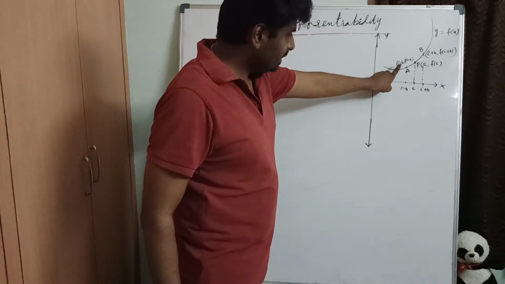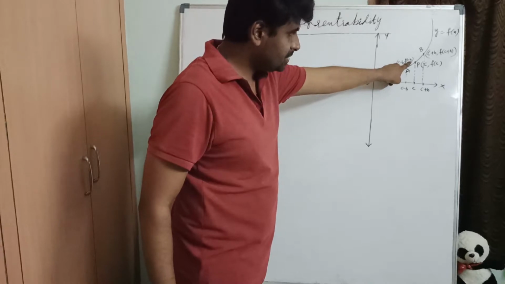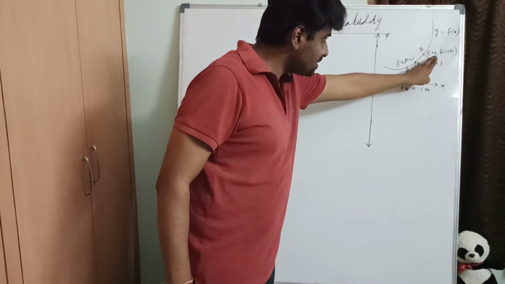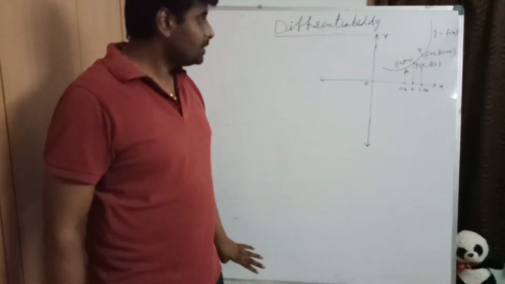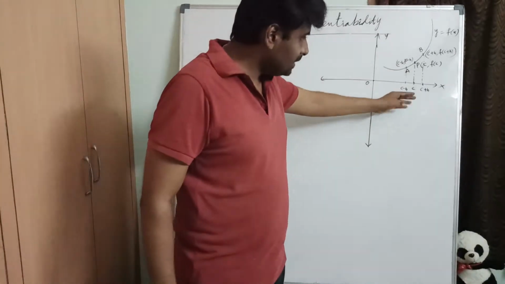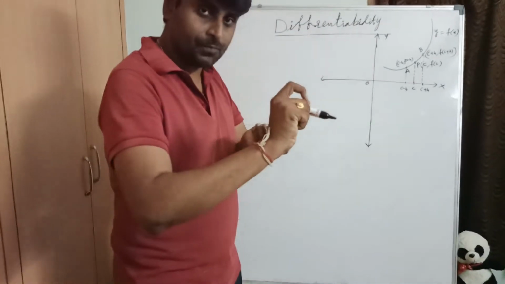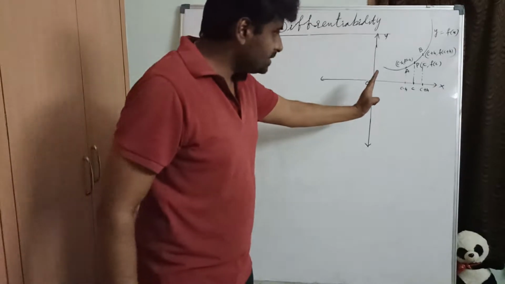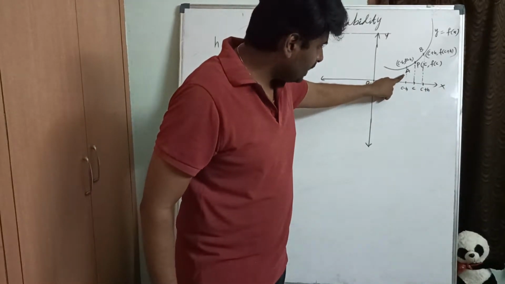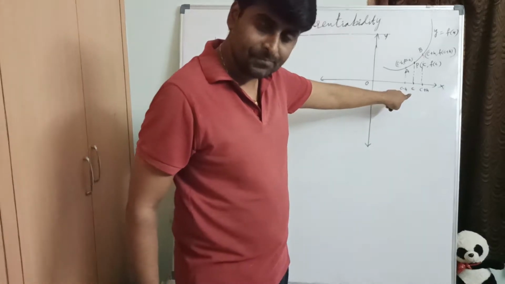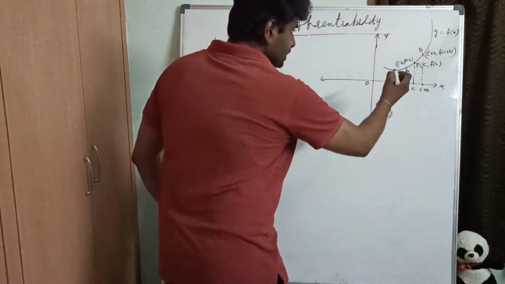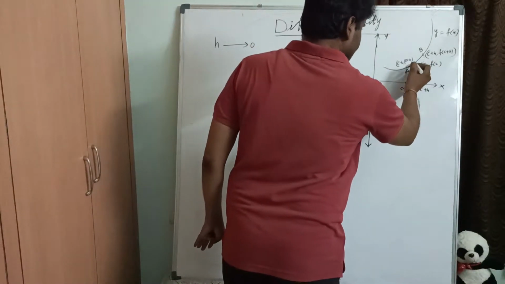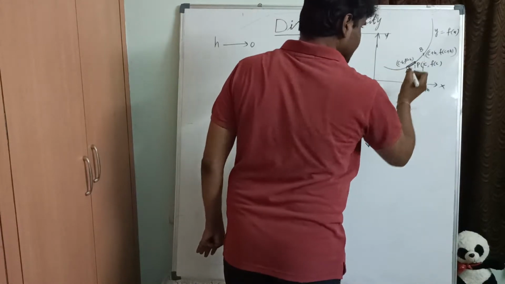So now this is the point A, c minus h comma f of c minus h, this point is c comma f of c, and this point is c plus h comma f of c plus h. Now you tell me, whenever h is tending to 0, this left side value will coincide with c, correct? Then this point reaches P. Now if I take the line AP, the chord AP there.